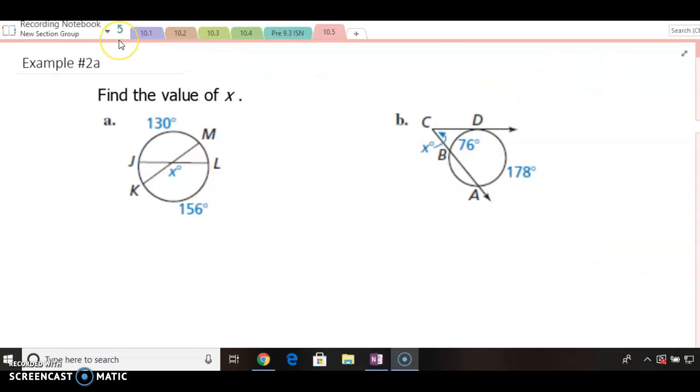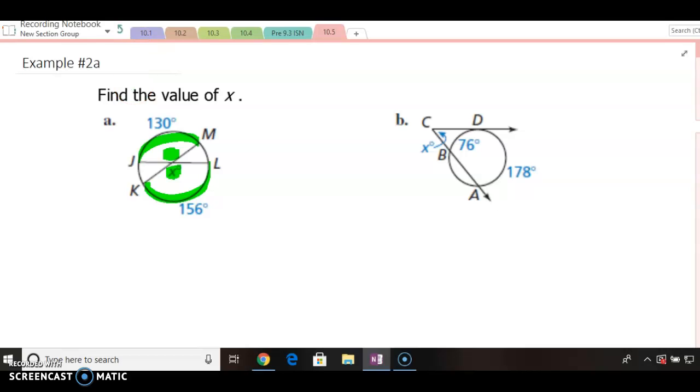All right, so on part A, this is example 2. So part A on example 2, we want to find the measure of x. So if we find x and its vertical angle would be right here, okay? We want the intercepted arc of those two angles. So it'd be this angle and this angle. Those would be the intercepted arc.